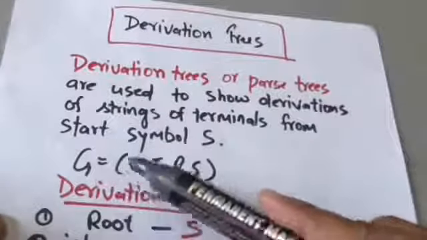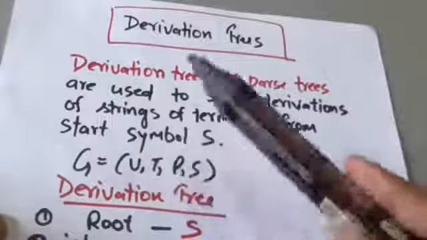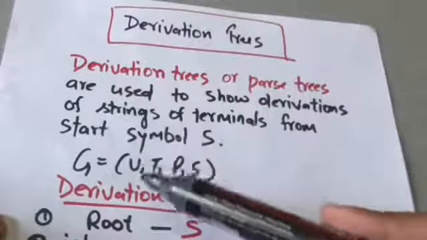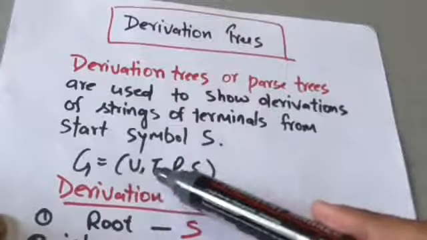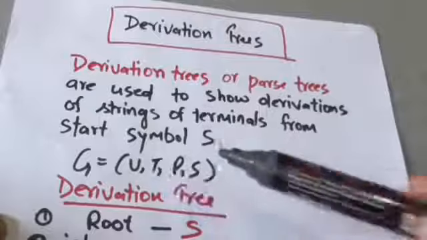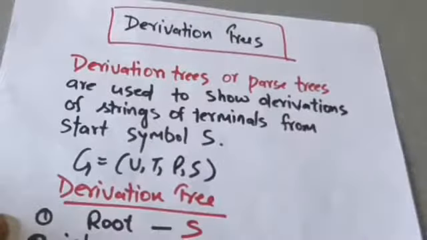Let's suppose there is a grammar G. G equals (V, T, P, S). V is the set of variables, T is the set of terminals, P is the set of production rules and S is the start symbol.